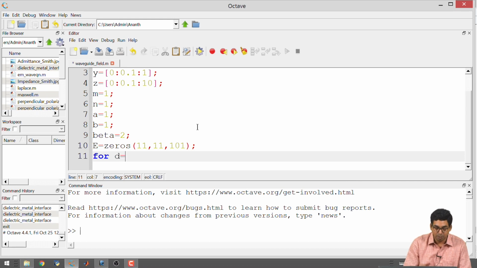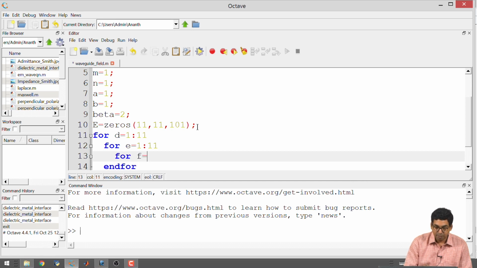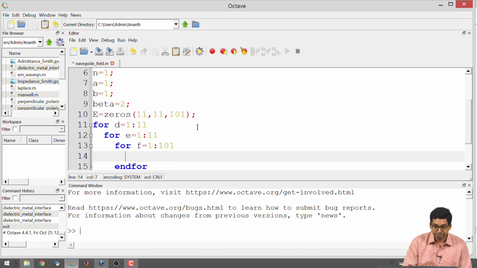So I am going to make d equal to 1 to 11, this is for x, then e equal to 1 colon 11, this is for the y, and f equal to 1 colon 101. So I have 3 loops, one in the x dimension, one in the y dimension, one in the z dimension, and all I need to do is plug in the formula for the electric field that we have derived, after evaluating all the constants. So we had an expression, E of d comma e comma f.